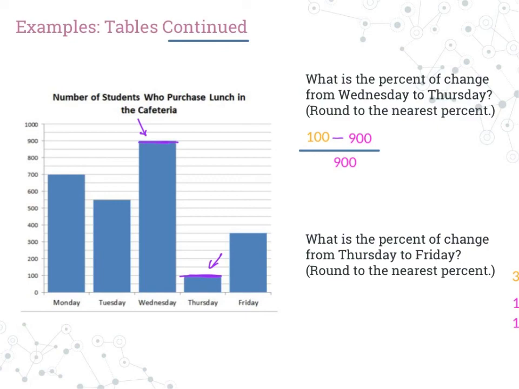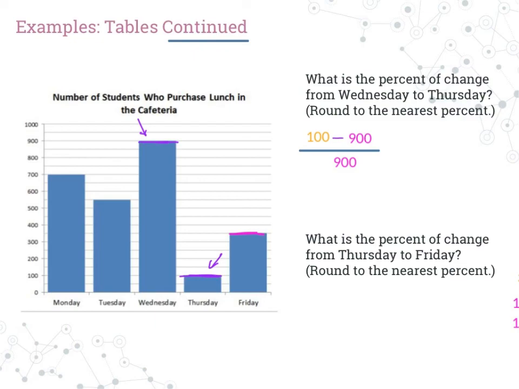The next one says, what is the percentage of change from Thursday to Friday, round to the nearest percent? Well, luckily, I've already figured out what Thursday is. I know that's 100, so now I just have to figure out what Friday is. When I take a look at my graph, I can figure out that Friday is 350. So now I just have to set up my problem correctly.